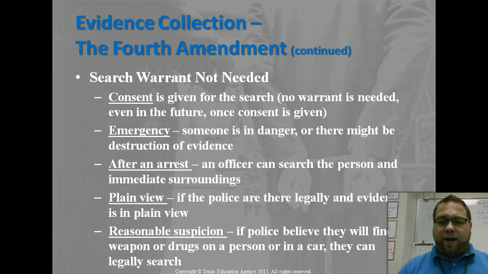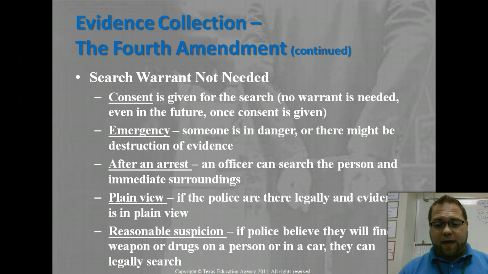After an arrest, obviously, it's open season on you. If you are arrested for a crime, you can be searched. If something is in plain view, like, no, I don't have a gun. Well, here's a gun, sitting right next to you. Obviously you can be searched there. And if there's reasonable suspicion, you'll find this a lot as you get older and you get pulled over for speeding tickets. Don't speed, by the way.